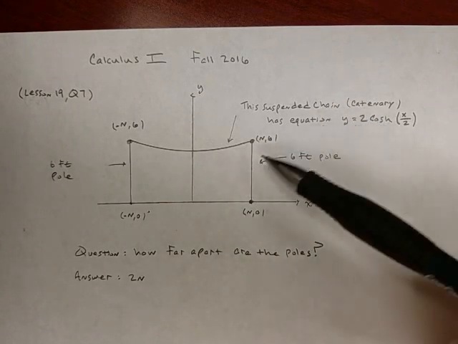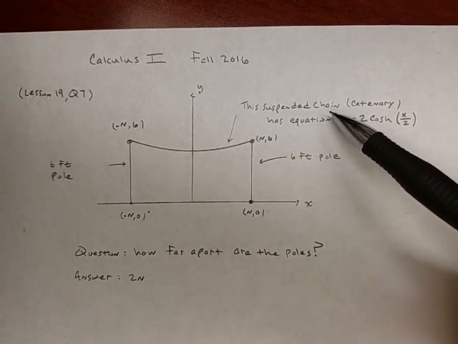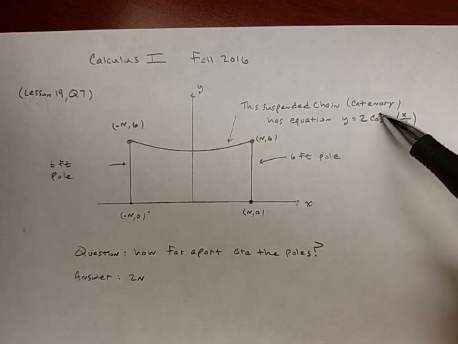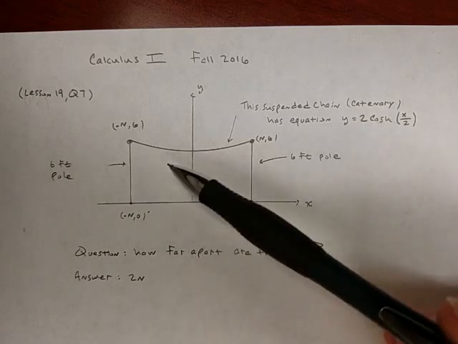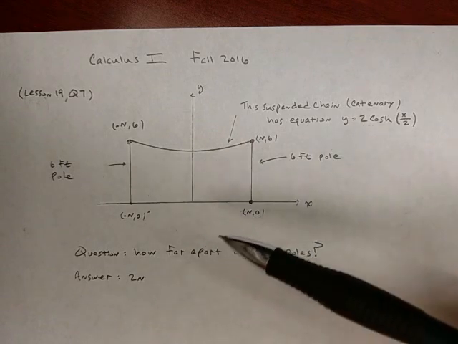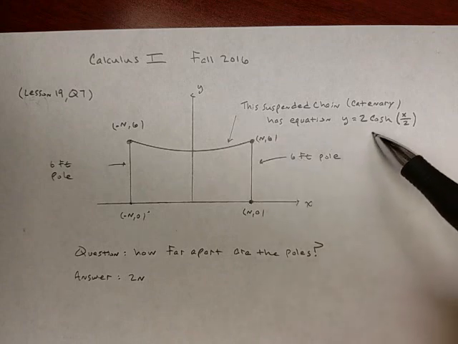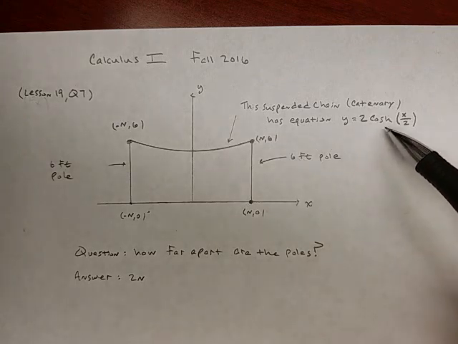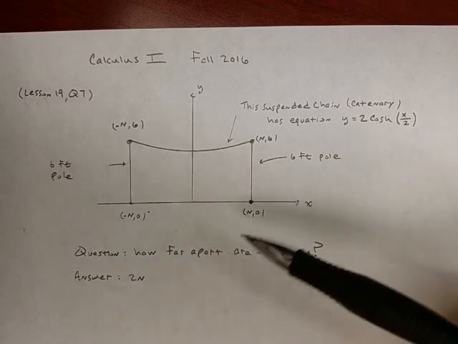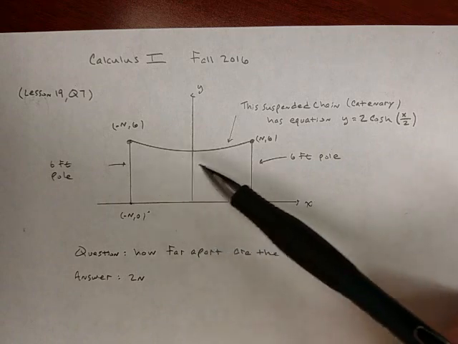And when that happens, that arc right there that some flexible object would make if it was suspended between poles is called a catenary. And let's say that the equation from that, as it would appear imposed on a graph like it is, is y is equal to 2 hyperbolic cosine x over 2. Okay, so that's the scenario. The question is, how far apart are these two poles?